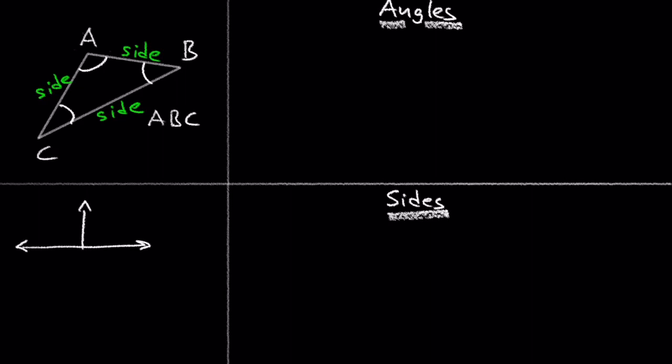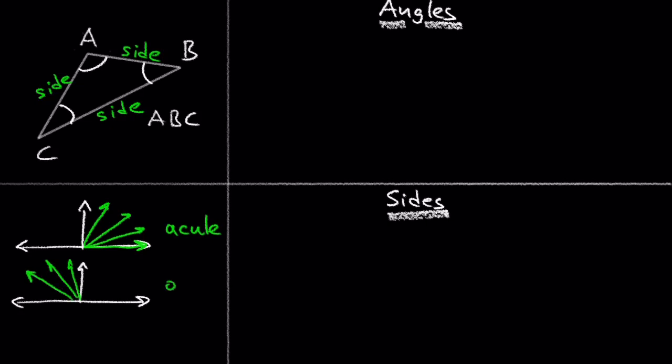Recall that an angle between 0 and 90 degrees is called an acute angle. An angle between 90 and 180 degrees, an obtuse angle. And a 90-degree angle is called a right angle.